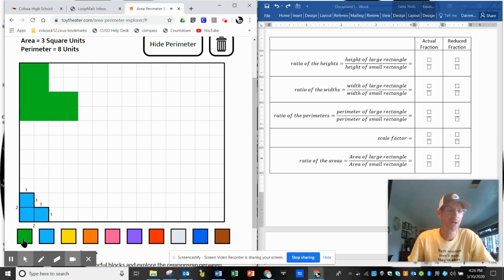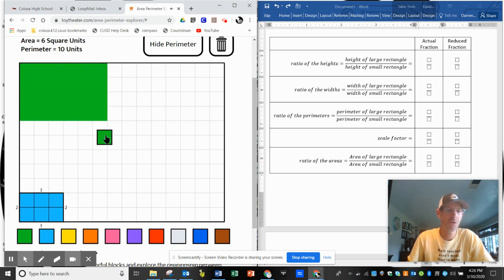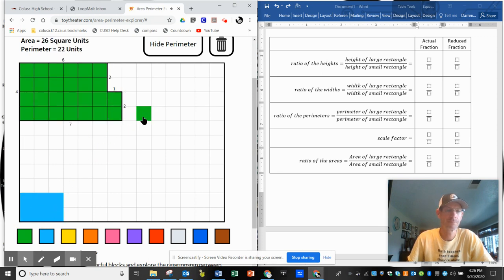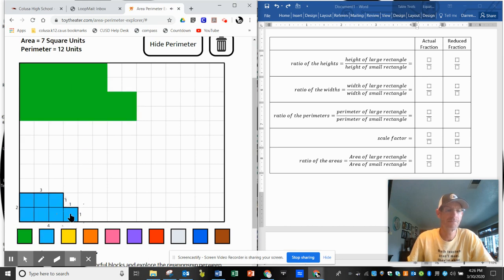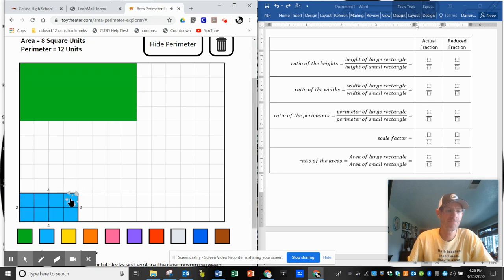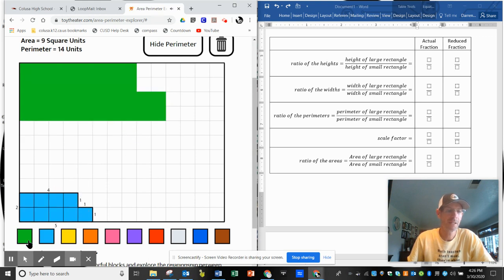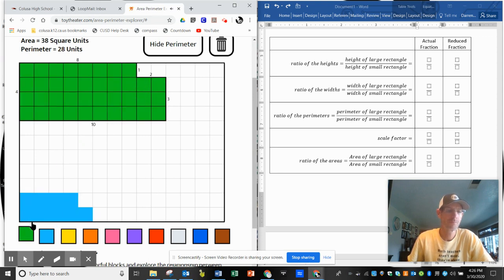4 for the large, 1 for the small, 4 for the large, 1 for the small, 4 for the large, and 1 for the small, 4 for the large, and 1 for the small, 4 for the large, and 1 for the small, 4 for the large, only 1 for the small, and finally 4 for the large, 1 for the small, 4 for the large, and 1 for the small.